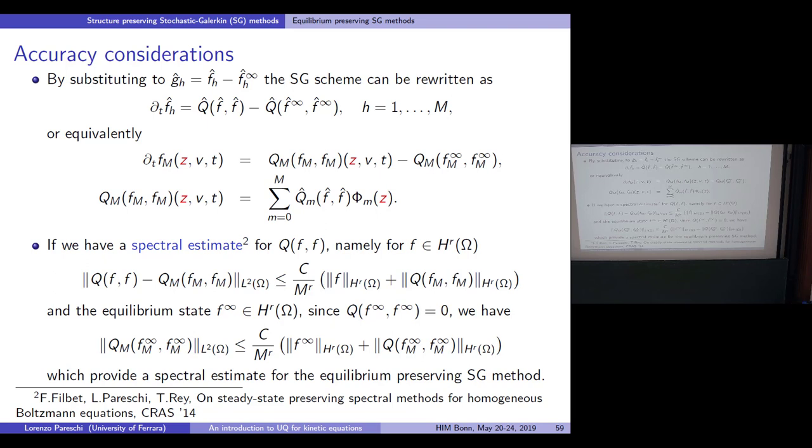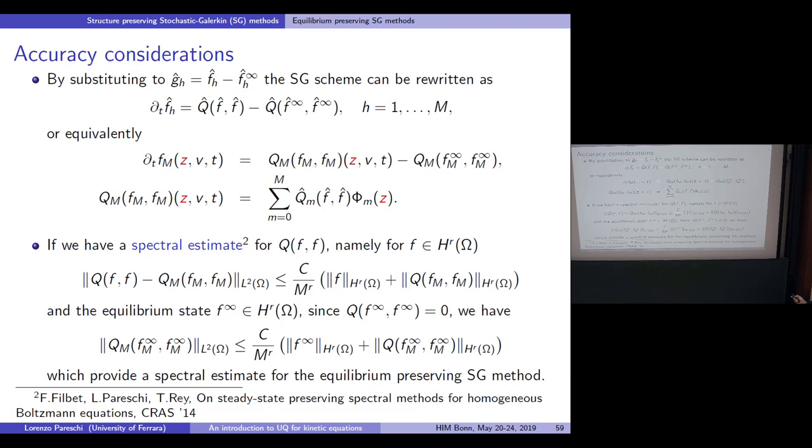And that's it. Now, what about the accuracy of this approach? The point is that if we have a spectral estimate, this mimics the situation that we have essentially done together with Francis Filbet and Thomas Rey for the classical spectral method in velocity. So if we have a spectral estimate for our interaction operator of this type, this is the spectral estimate which tells you that the classical stochastic Galerkin method converges with spectral accuracy.